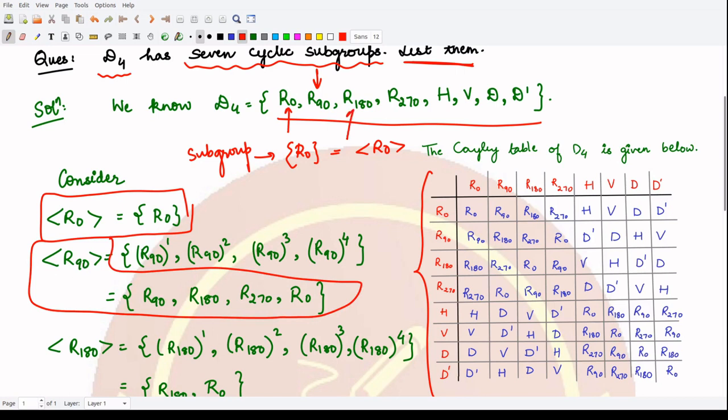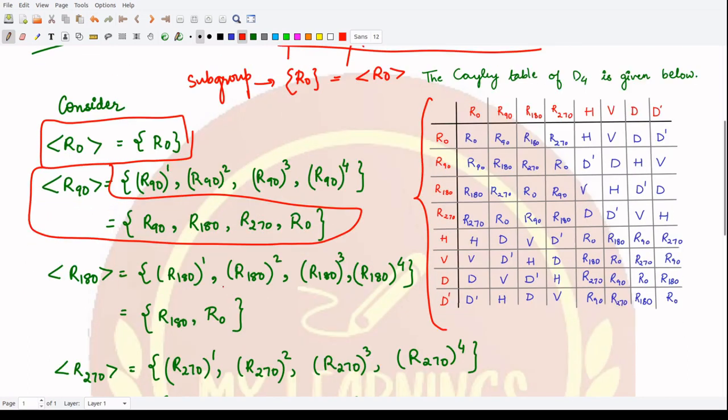If we now consider the third element R180, let's see what we have when you raise it to different powers. R180 raised to power 1 is just R180. What is R180 raised to power 2? R180 into R180 is R0, right? When you raise R180 to power 3, you are doing R180 raised to power 2 into R180. R180 raised to power 2 is R0. R0 into R180 is R180. So the answer here is again R180.